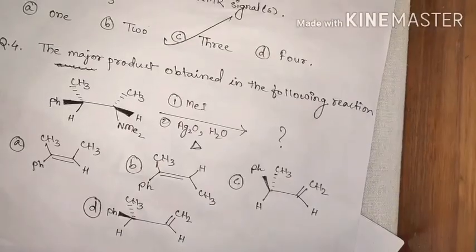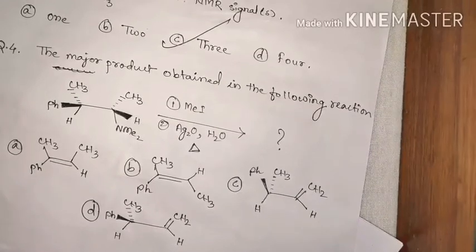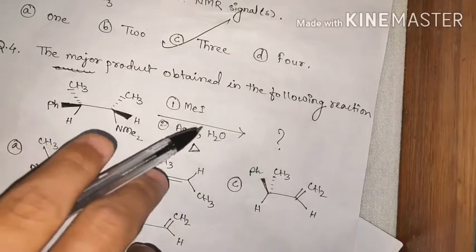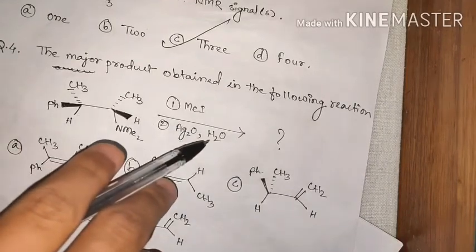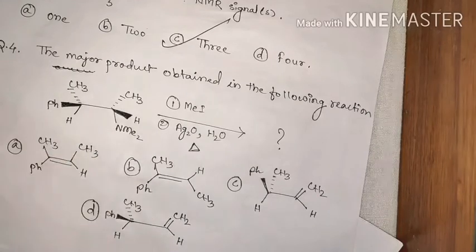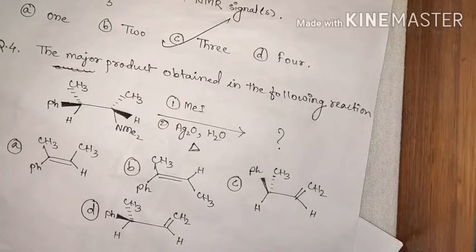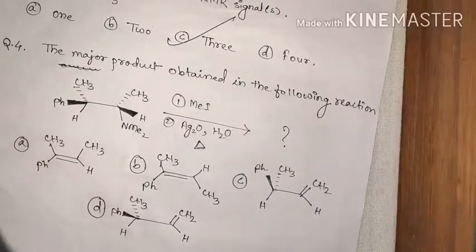So the next is, the major product obtained in the following reactions. Here the reactant is given, and these are the reagents: methyl iodide, silver oxide, water, and heat. So what will be the product? We have to find this product, and this is from the organic part. Whenever we talk about organic part, it means we have to find it with mechanism. Without mechanism it will not work. So let us see its mechanism.